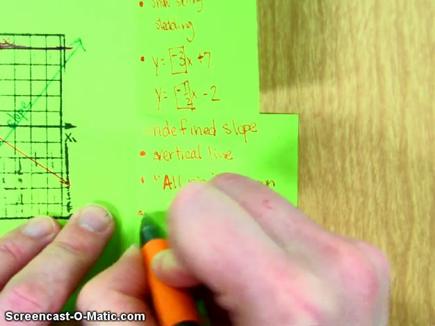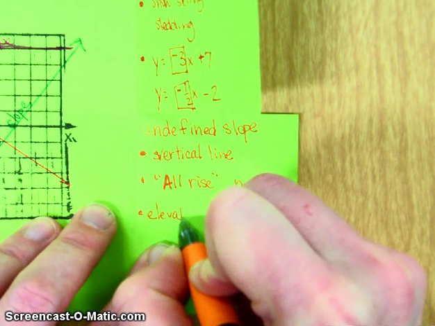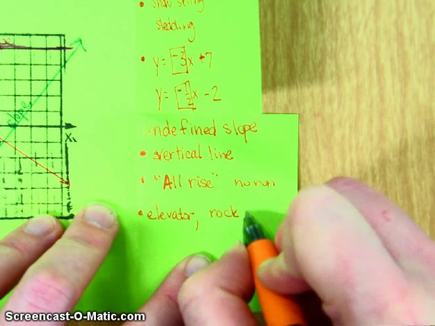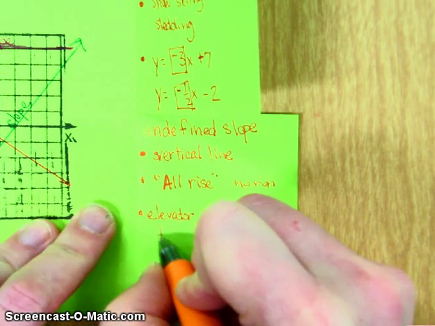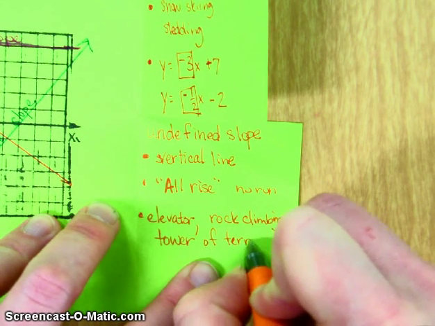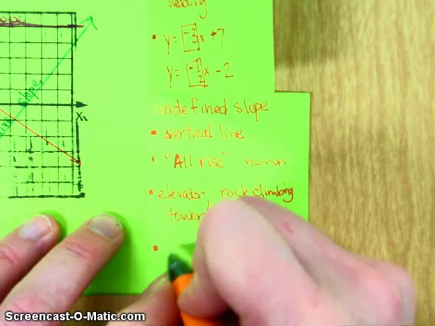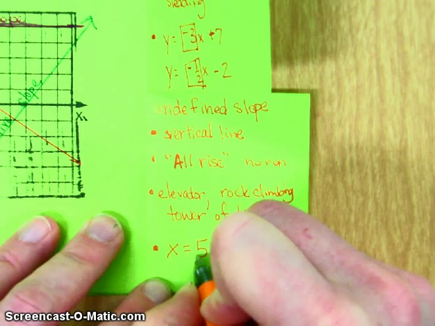Some places you might see this in real life would be an elevator, maybe rock climbing. If you enjoy roller coasters, the Tower of Terror would be where you would see that. In an equation, it would be x is equal to 5.